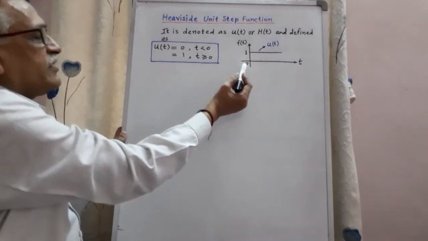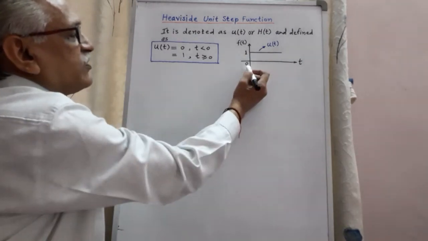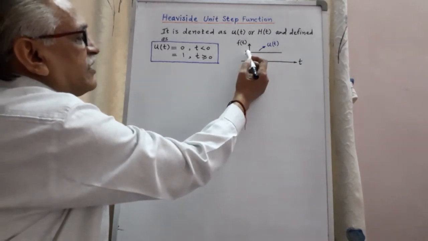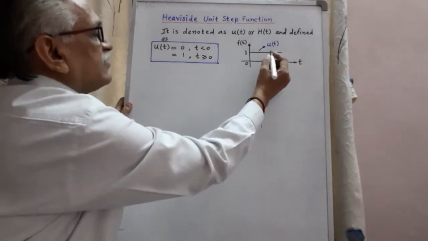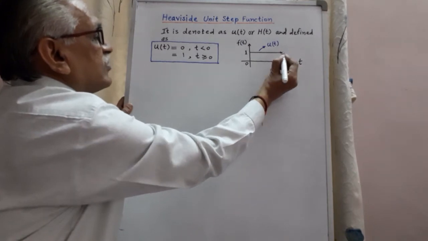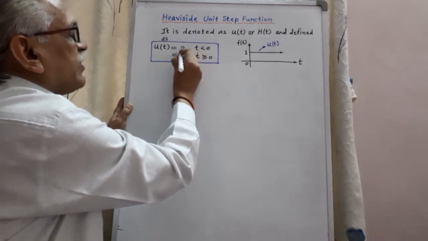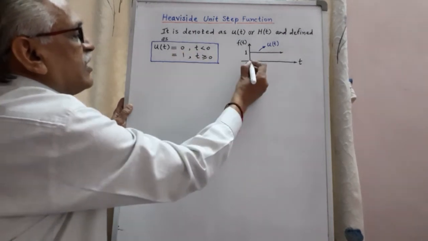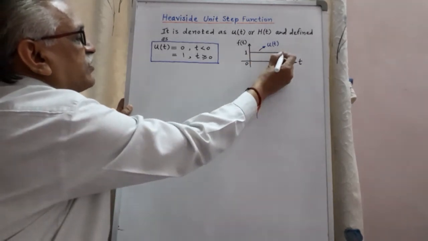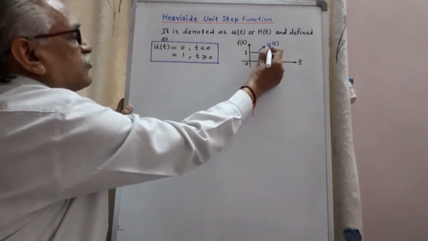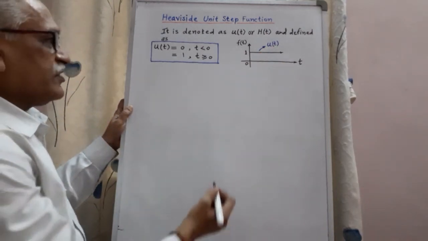The same we can represent in terms of a figure. On the x-axis we take the values of t, on the y-axis we take the values of f of t, and the function value is here 1. Therefore, on the negative side no part of the curve appears, so its value is 0, and from 0 onwards up to positive infinity the value of that function is 1. It is called the unit step function or Heaviside unit step function.